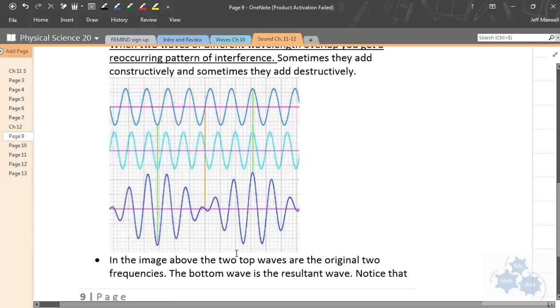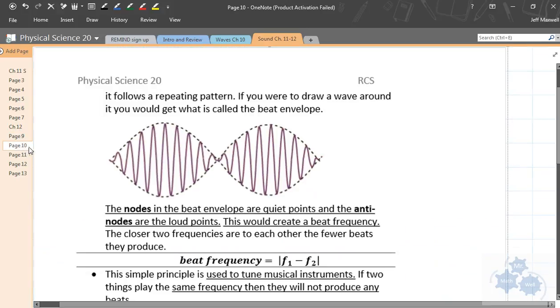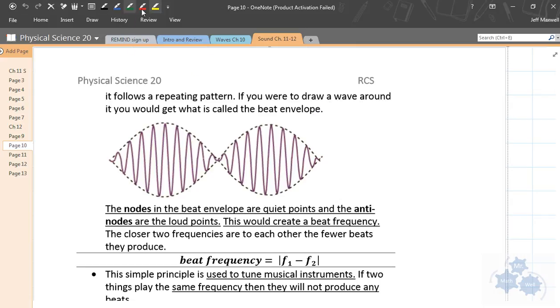So in the image above, the two top waves are the original two frequencies, and the bottom is the resultant wave. Notice that it follows a repeating pattern. This is sort of the envelope of the resulting wave. You get this loud spot, and then you get a little quiet spot. If you were to draw a wave around it, you would get what is called the beat envelope.